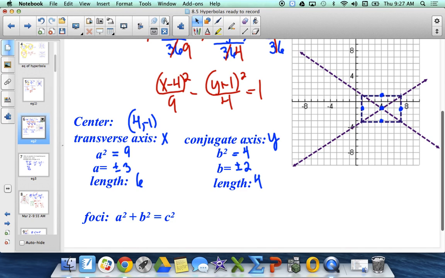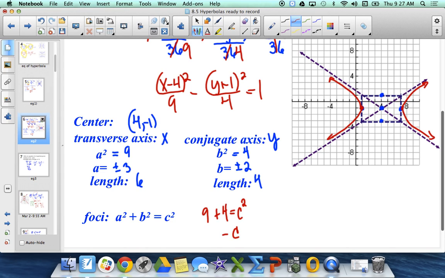Then after that, we want to draw our curve. So we will go to our vertex that's the x and draw our curve. Then the focus once again is a squared plus b squared is equal to c squared. So c is equal to the square root of 13, which is between 3 and 4. So 1, 2, 3, 4. So about here, we'll call that focus 1. And then about there gives us focus 2.